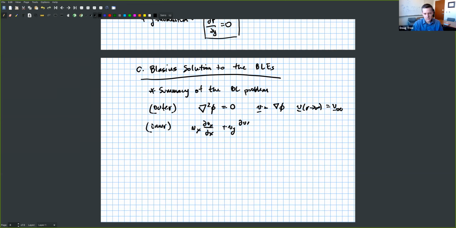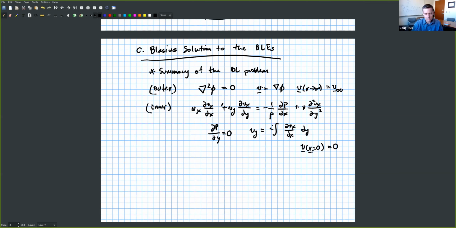So for the inner problem, we've got Vx dvx dx plus Vy dvx dy is equal to minus 1 over rho dp dx plus nu times the second derivative of Vx with respect to y. And we know dp dy is equal to 0. And we know that Vy is equal to minus the integral of dvx dx dy. And then we know the boundary condition that the velocity at r equal to 0 is equal to 0, so no slip on that surface. Those are the two problems that we have to solve. So if we're going to solve the boundary layer problem, what are the steps?